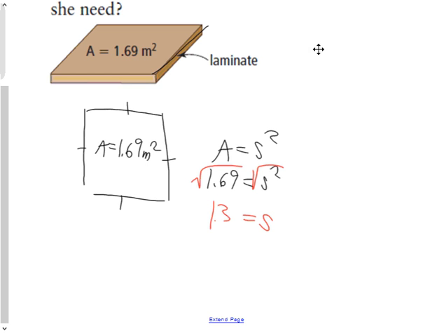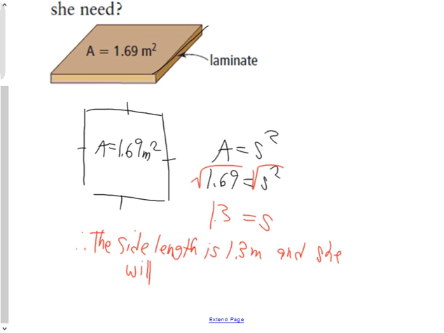So what is the side length? Therefore, the side length is 1.3 meters, and Kai will need 4 of those, so 1.3 times 4, which is 5.2 meters of laminate, because he has to go all the way around the perimeter of that square.